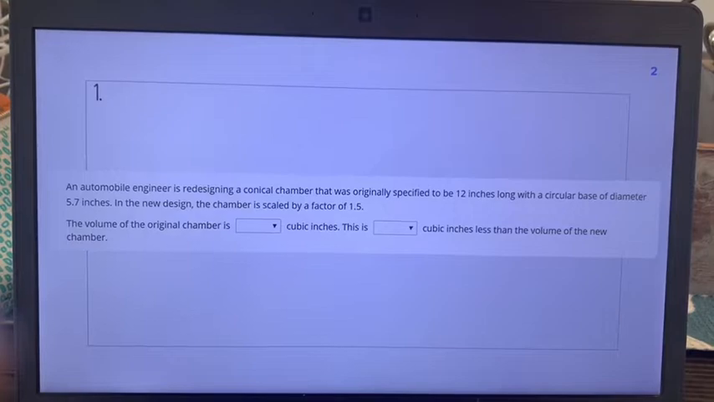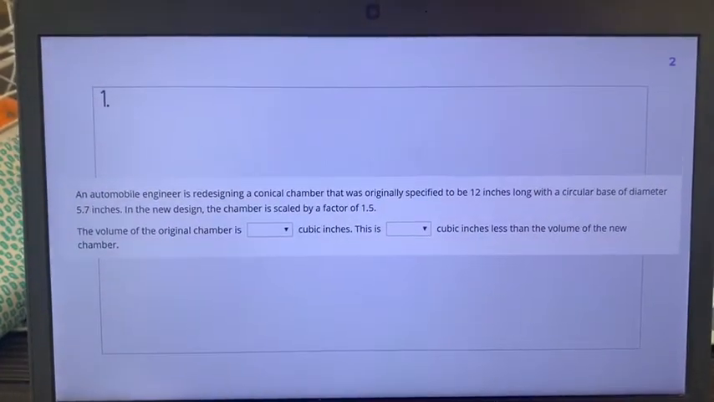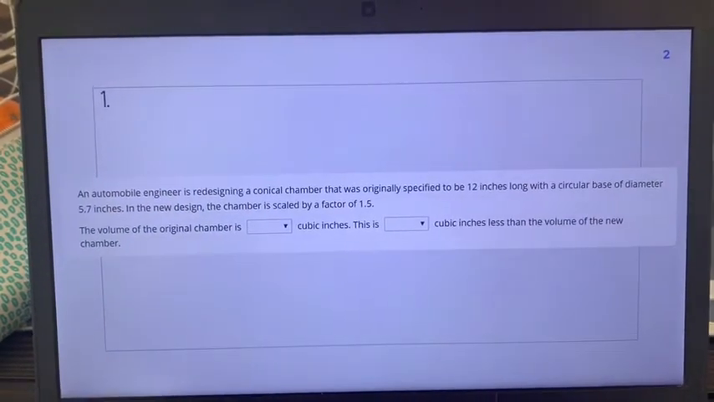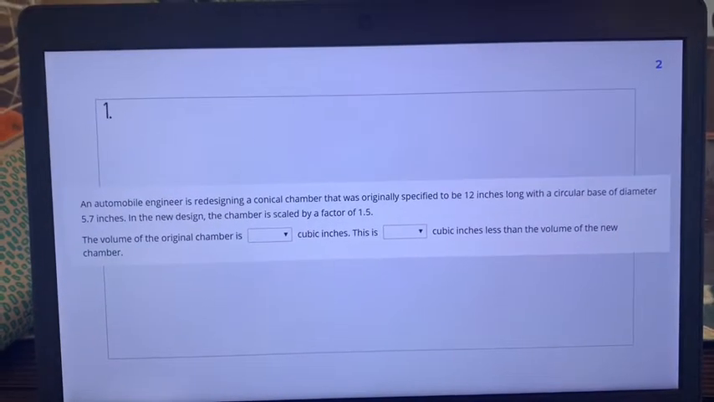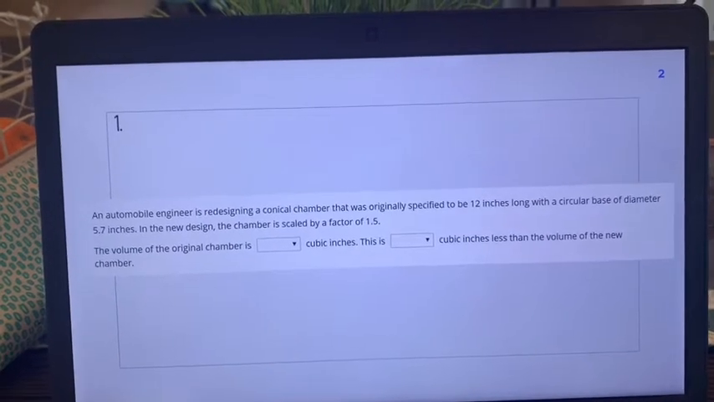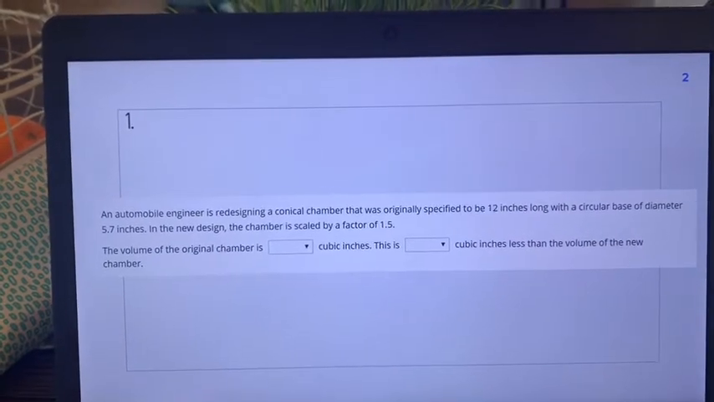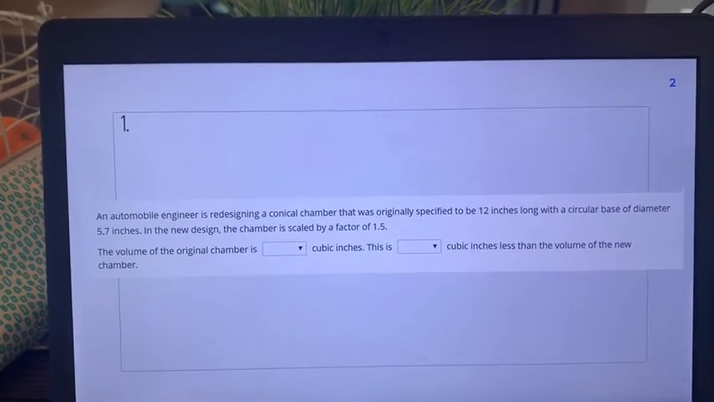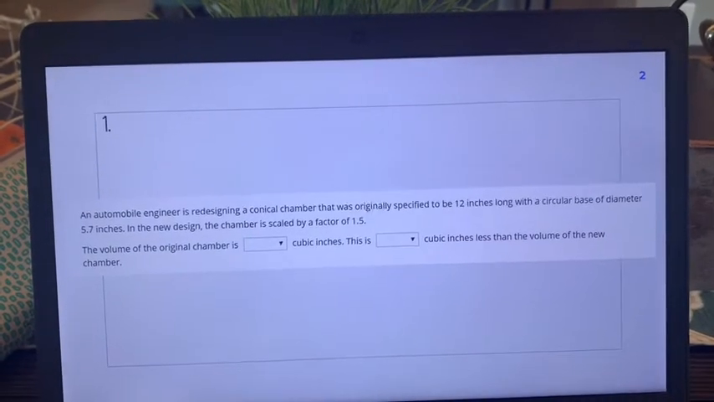The first problem says that an automobile engineer is redesigning a conical chamber that was originally specified to be 12 inches long with a circular base of diameter 5.7 inches. In the new design, the chamber is scaled by a factor of 1.5. Then we're going to find the volume of the original chamber, and then determine how much less volume we have with the original as compared to the new one. So for this, we have two concepts going on.